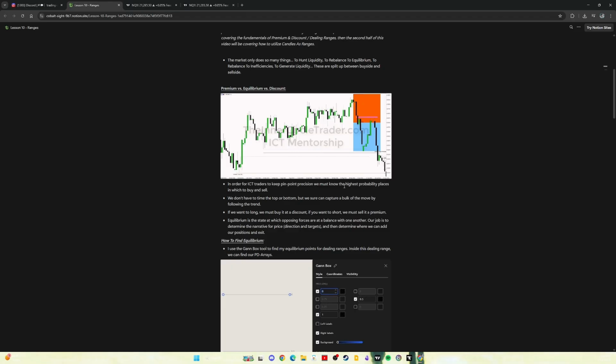If we want to long, we must buy it at a discount. If we want to short, we must sell at a premium. Equilibrium is the state at which opposing forces, buy side and sell side, are at a balance with one another.